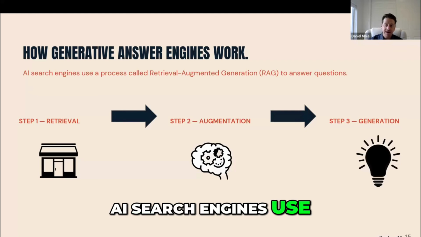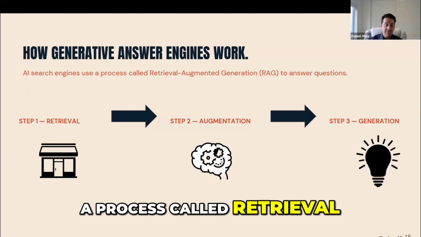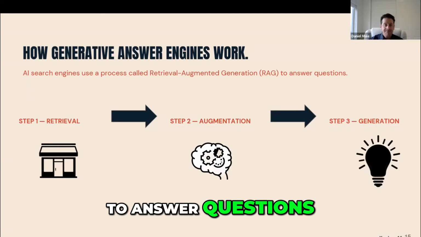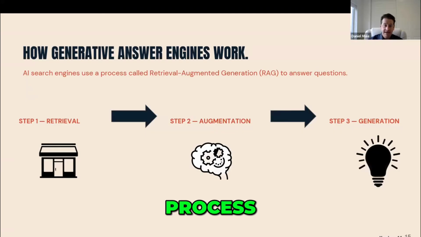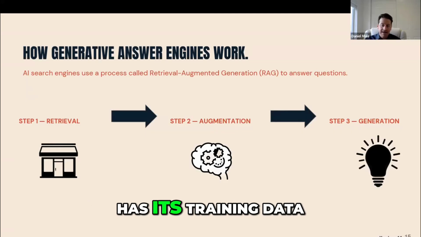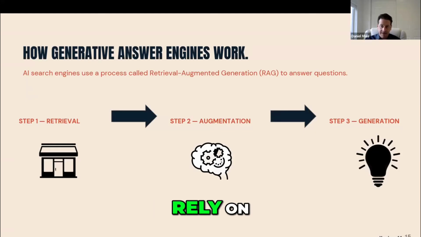AI search engines use a process called retrieval augmented generation, or RAG, to answer questions. This is a three-step process. Step one, retrieval, step two, augmentation, and step three, generation. Without the RAG process, an AI tool only has its training data from its model to rely on.